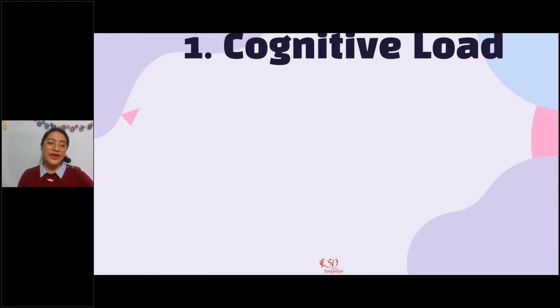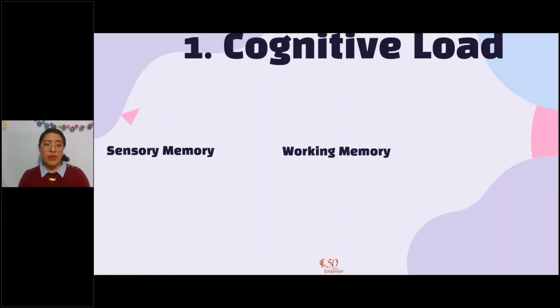So the first one, the cognitive load, probably we are familiar with it, right? This one has to do with three parts of our memory. The first one is sensory memory. The second one is the working memory. And the third one is the long-term memory. Now, why is it that they are important? Why is it that we should care about those three things?